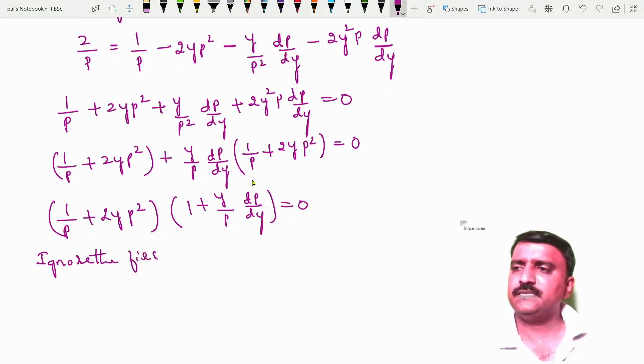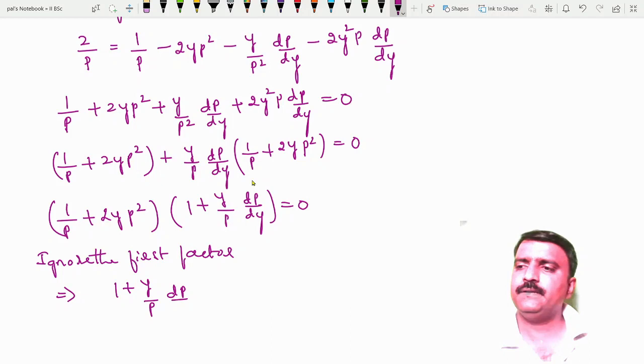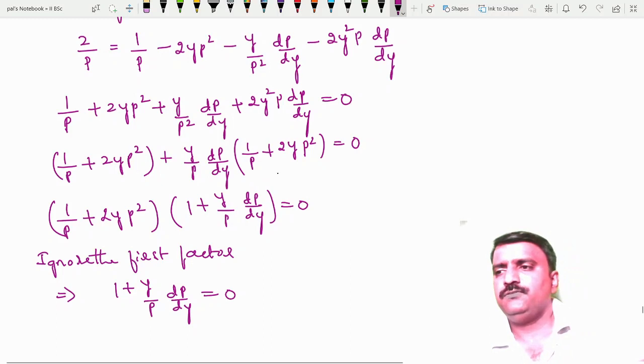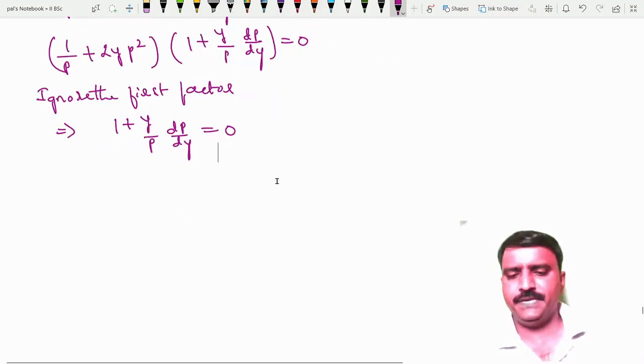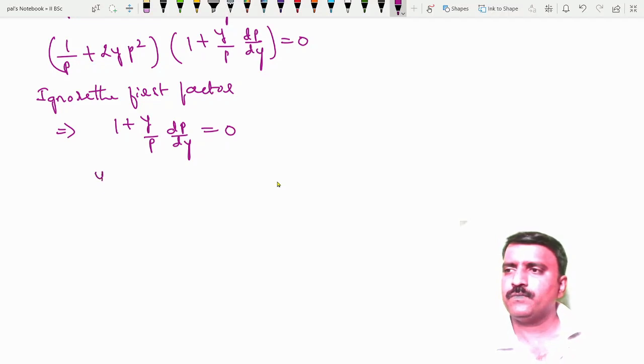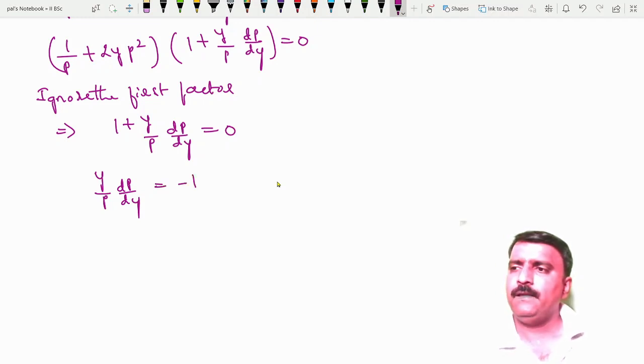Ignore the first factor. So if you ignore the first factor, which implies that 1 plus y divided by p into dp by dy is equal to 0. Okay, so now you simplify this: y by p into dp by dy is equal to, take this 1 to the right hand side, it becomes minus 1. So we can solve this differential equation. This is the differential equation in the variables y and p.